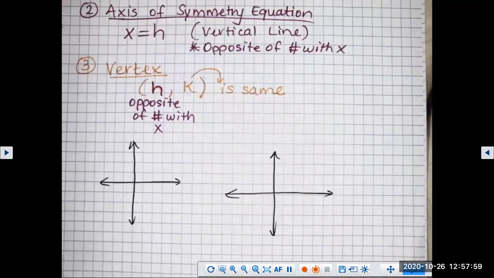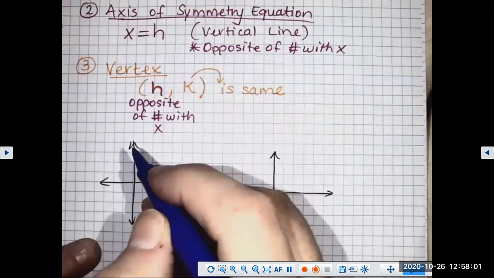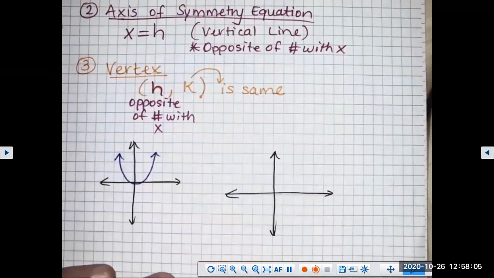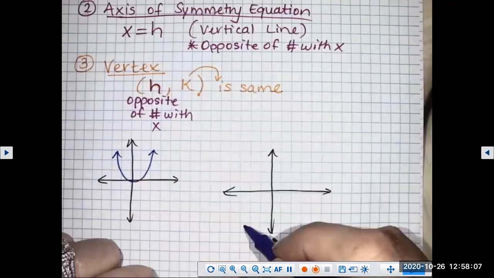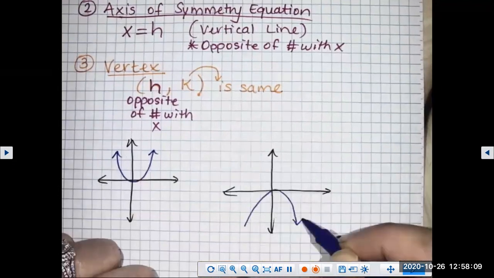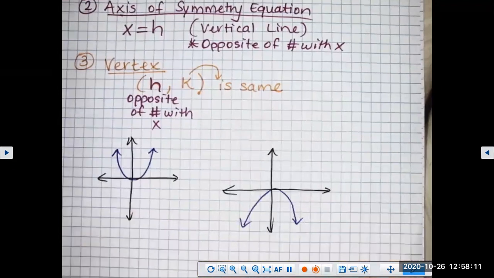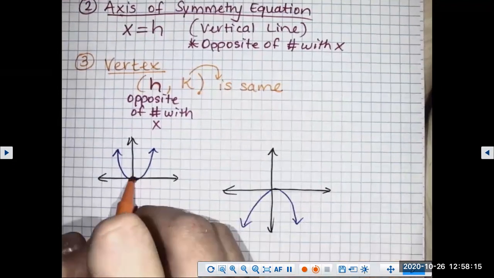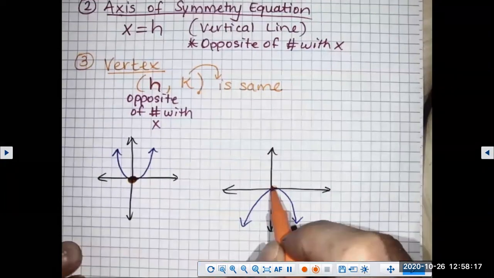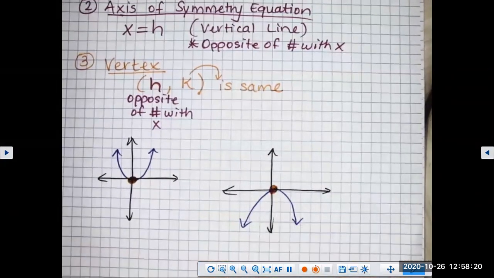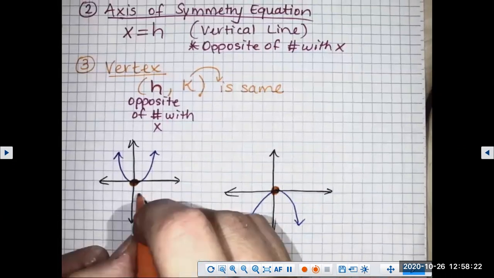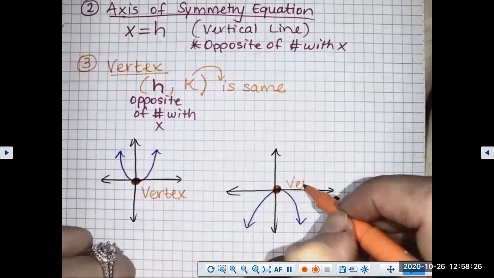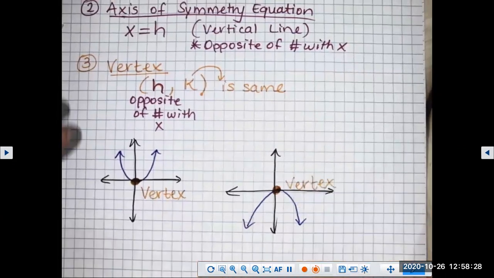All right, we already talked about your parabola. You're either gonna have one that goes up, or you're gonna have one that goes down. At the very bottom of your parabola, or the very top of your parabola, this point is called your vertex. So that's your vertex point.